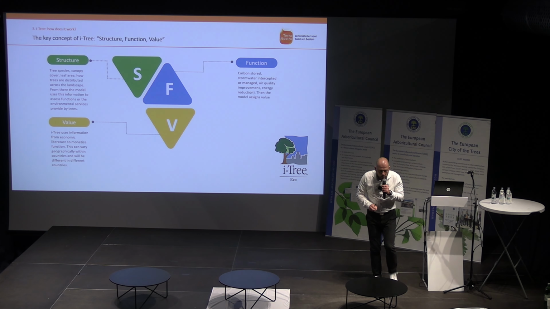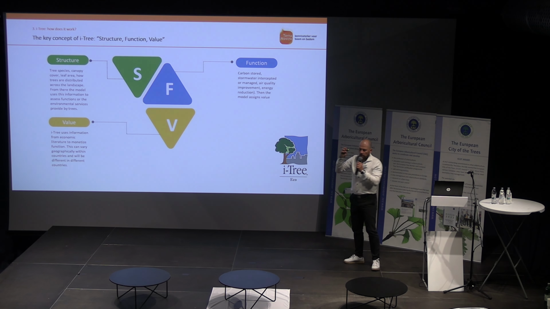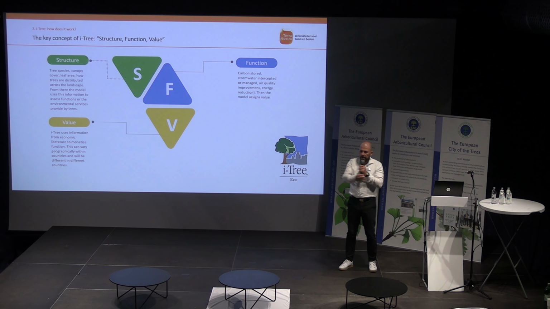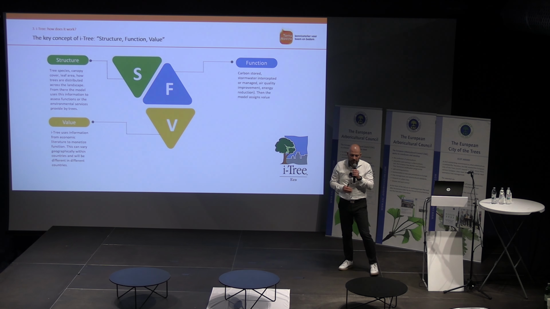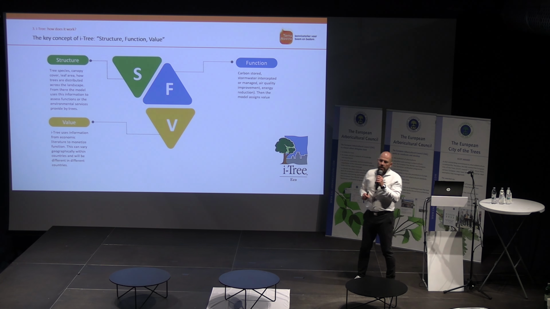What are we actually doing when we're using i3? So there are 3 main components. The first one, with i3, we want to specify the structure of your tree population. And this is something which probably you can also do with your own tree management software. So it tells something about the number of trees, the species, which height classes, etc. So general tree information. And secondly, it tells something about the function, and that makes i3 unique.